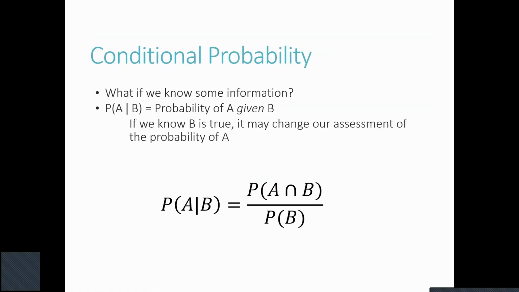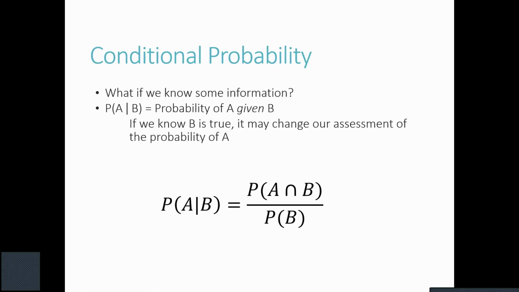So conditional says, what if we know some information? And the notation for this is the probability of A given B. And the given is the up and down slash. B is the information that we already know, and A is our new assessment of the probability of A, given that we know B. There is a short Bayesian formula for this as well.